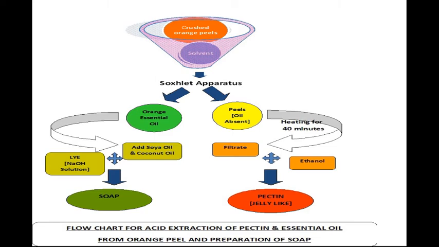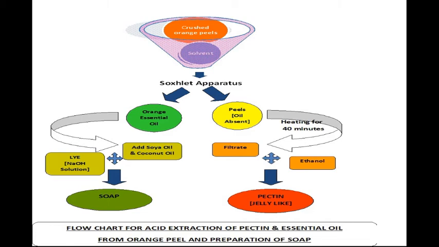25 grams of powdered peels collected are mixed and heated with the 2.5 pH solution prepared for 40 minutes at temperature 65 degrees centigrade with continuous stirring. After cooling the solution, it is filtered.